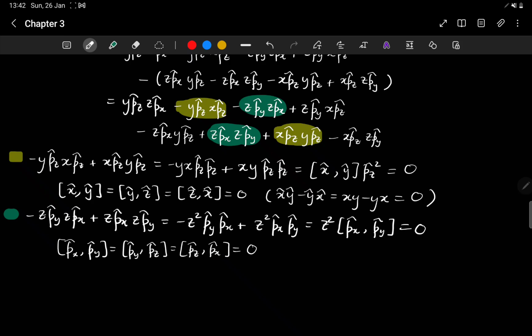These are also 0. And we can look for one particular example. Let's say the xy commutator. So px is negative iħ ∂/∂x, and then py, and then the whole thing operates on a state psi, because an operator always operates on some state, as follows.